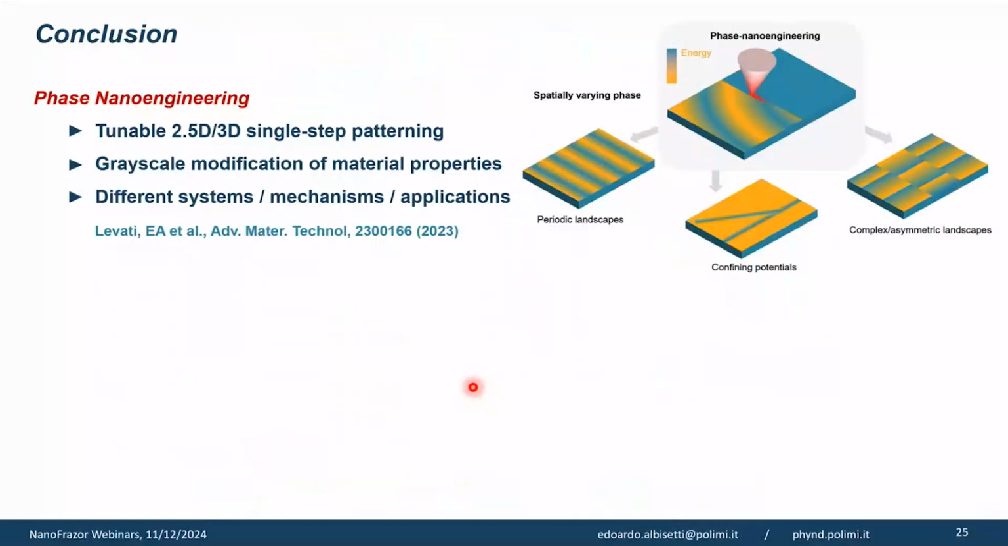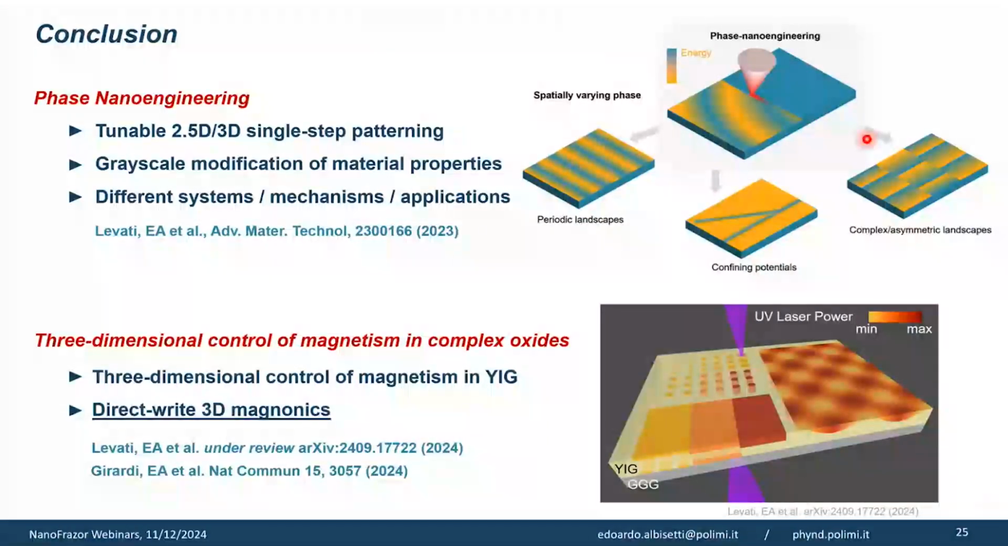Okay, so I think I finished. So in conclusion, I showed you the concept of phase nanoengineering and the three techniques that we are exploring, let's say, and possible materials that we are studying. And the interesting thing to us is that it can be used to many different systems. It's really versatile. It can exploit different mechanisms, and also for different applications. So we think that there's a lot to study, let's say, in this field.